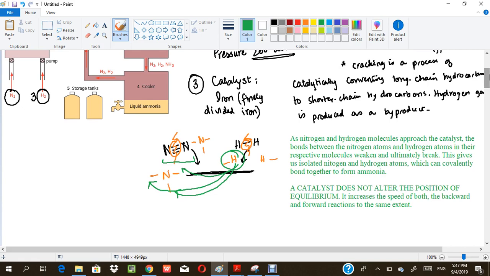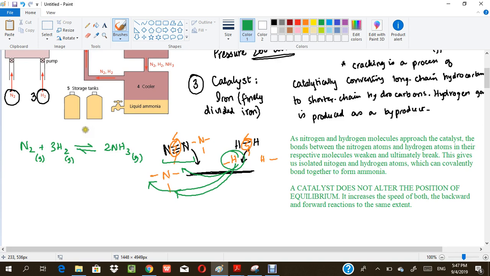Now, let's take a look at the equation for the reaction between nitrogen and hydrogen. Nitrogen plus 3H2 gives us 2NH3. Remember, if you are ever asked to write the equation for the Haber process, this is the equation that you're going to write. Okay. So in this equation, we can very clearly see that we have two reactants. All of them are gases, and it's a reversible reaction.